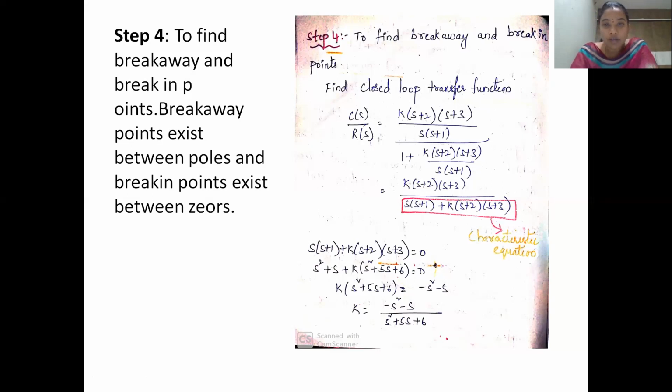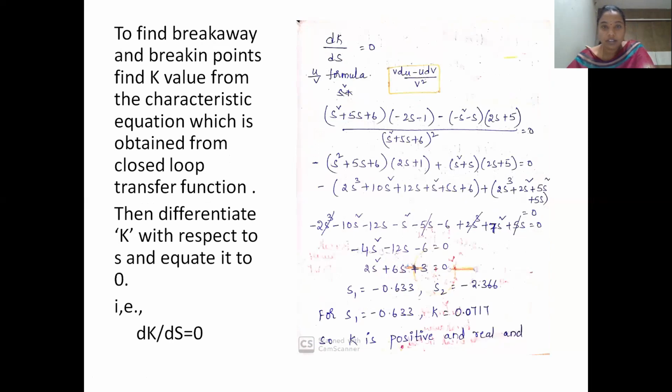After finding the K value, what do you need to do? You have to find dK by ds and equate it to 0. I took the u by v formula because the K value is a fraction. What is the formula? v du minus u dv by v square. I simplified everything and found a quadratic equation in the form 2s square plus 6s plus 3, which is equal to 0.